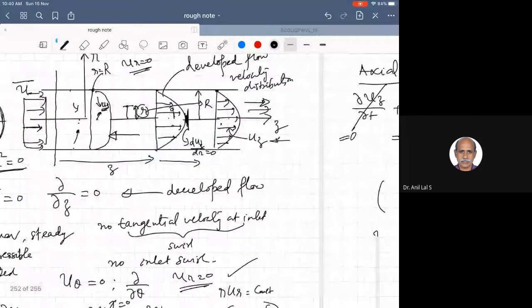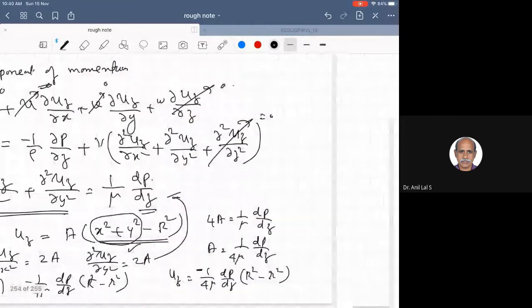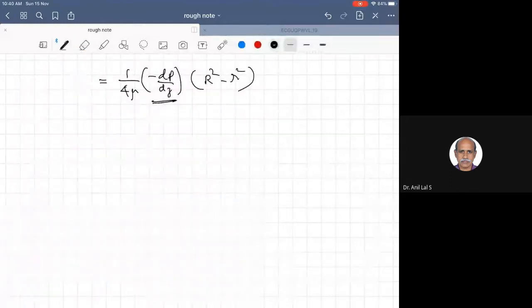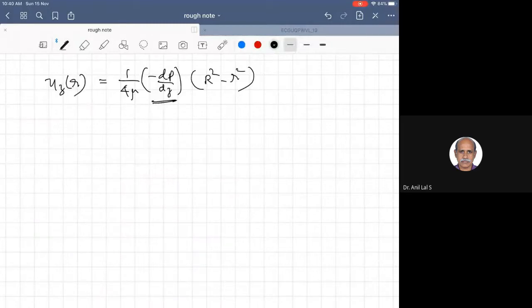So the magnitude of dp/dz controls the value of uz. It could be 0, it could be positive, it could be negative, and the magnitude depends mainly on this parameter dp/dz, which is the pressure gradient, or the driving force for the flow.